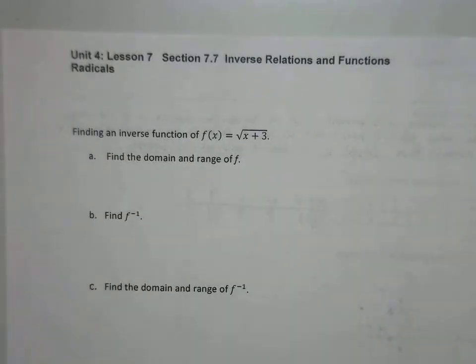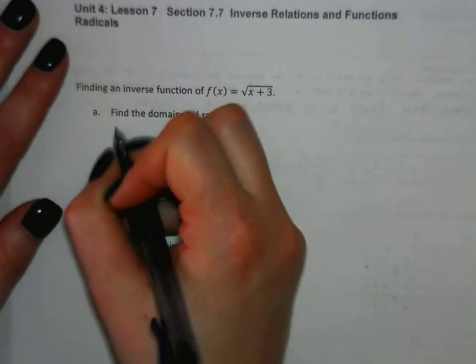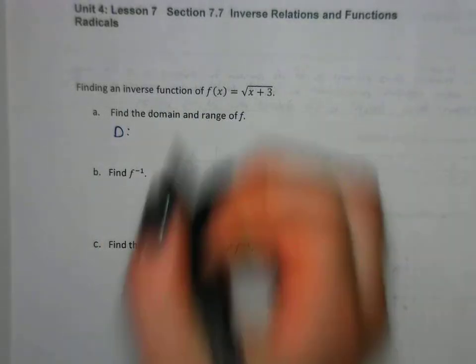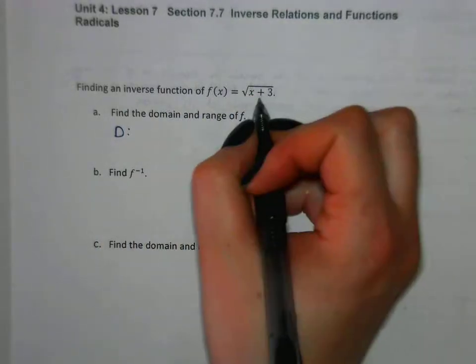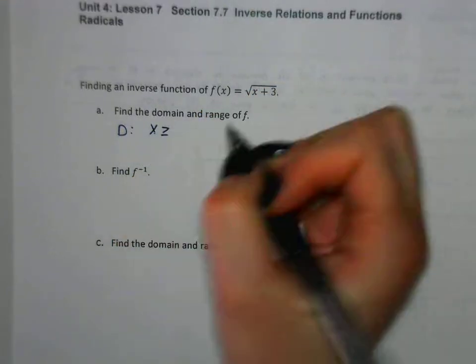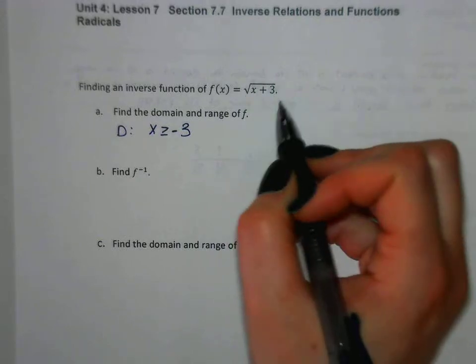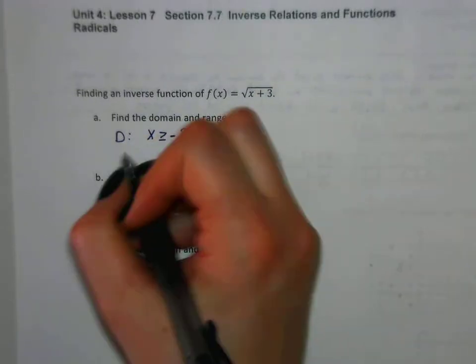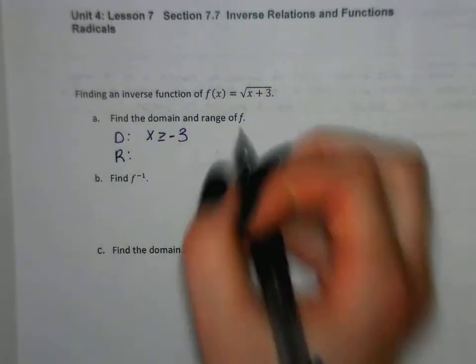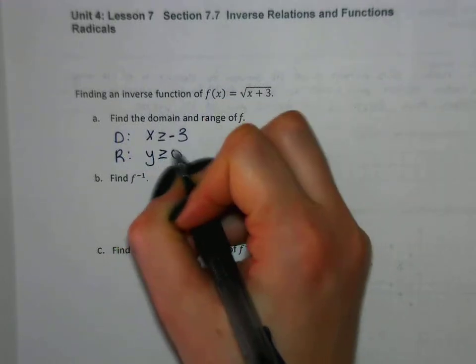And let's look at these last 3 examples for the day. First we want to find the domain and the range of f. So our domain is the set of all numbers where x has to be greater than or equal to negative 3. Remember, since we're dealing with the square root, x has to be greater than or equal to negative 3. And our range is a set of non-negative numbers, so that means y is greater than or equal to 0.